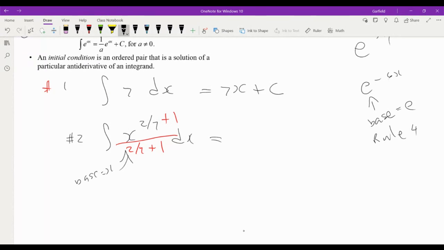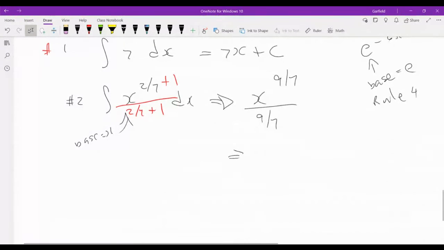Your scientific calculator should be able to really help you with this. So this becomes x to the, what's 2 over 7 plus 1? Nine over 7. I agree. So this is 9 over 7. And we're also going to divide by 9 over 7, right? And when you divide by a fraction, what do we do with it? We multiply by the reciprocal, so it becomes 7 over 9 x to the 9 over 7 plus c as our final answer.